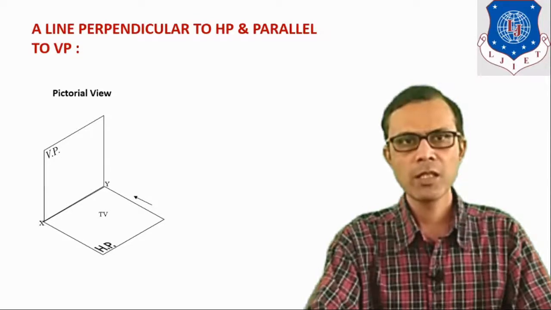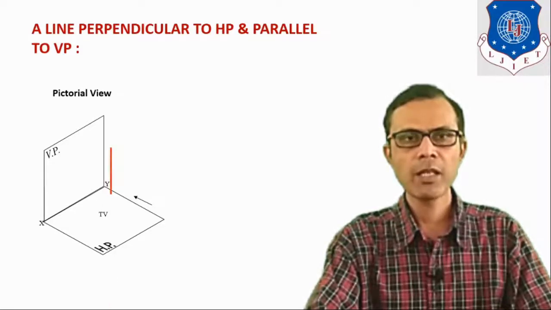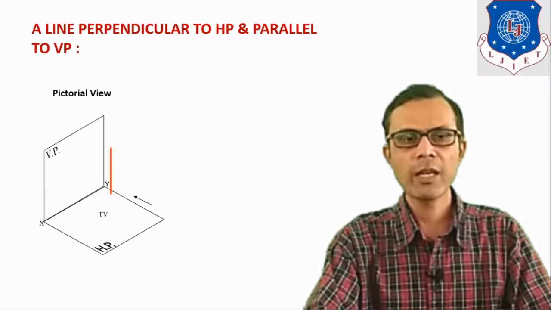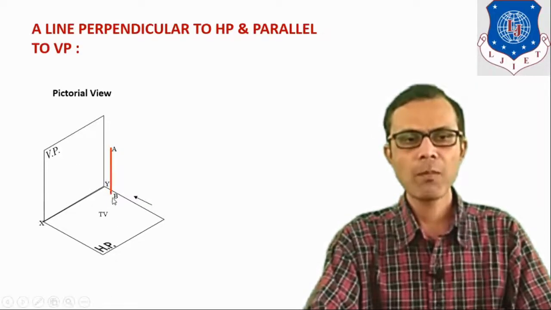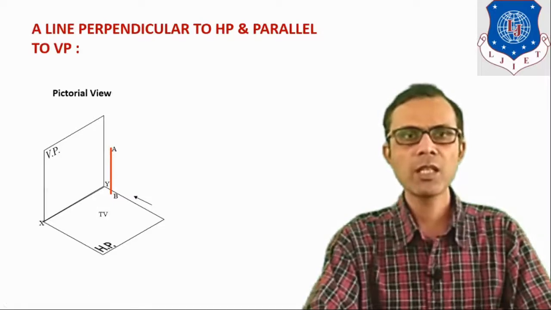Here you can see there are two principal planes of projection. One is HP, that is horizontal plane, and second is VP, that is vertical plane. So the given line is perpendicular to HP and parallel to VP. This diagram shows the actual location of the given line. You can see here this line, AB line, is perpendicular to HP and it is parallel to VP. We have to draw its projection in this position.